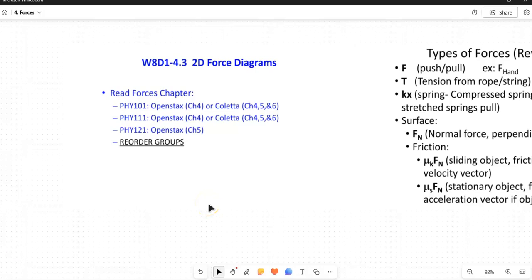Hello, welcome again. This is Jim Corkins, and we are about halfway through the content in forces, and we are now doing 4.3, 2D force diagrams, or 2D free body diagrams. Now, if you haven't done the reading, please start the reading. It will help you.